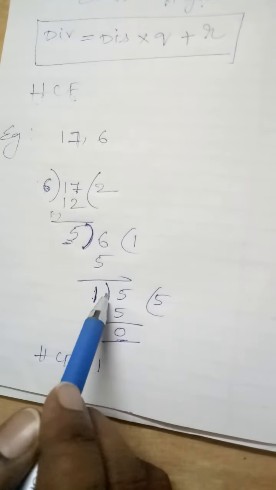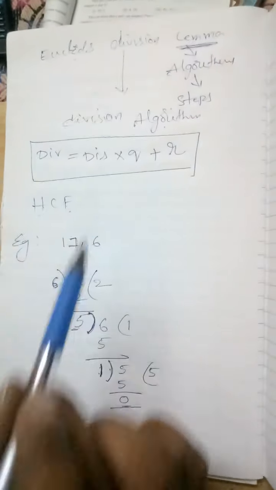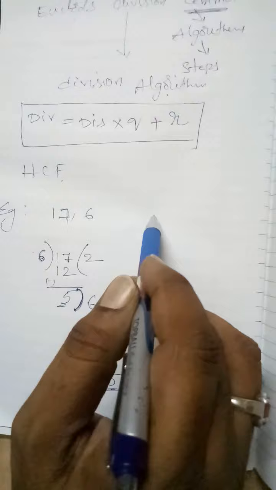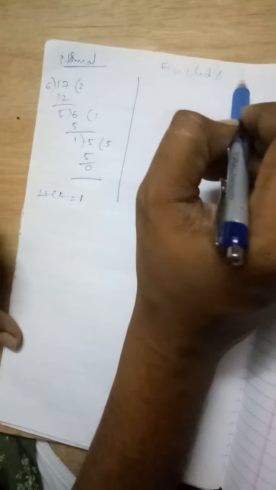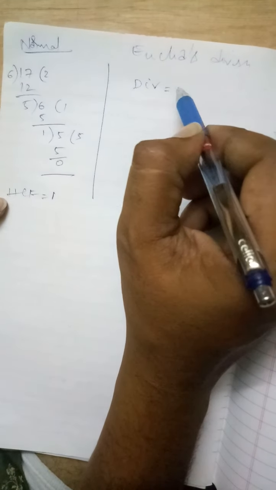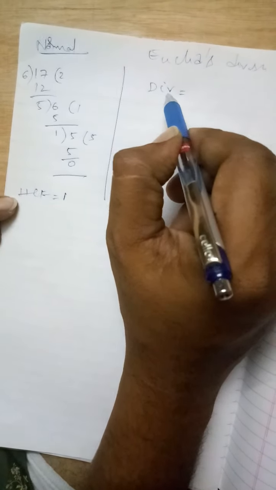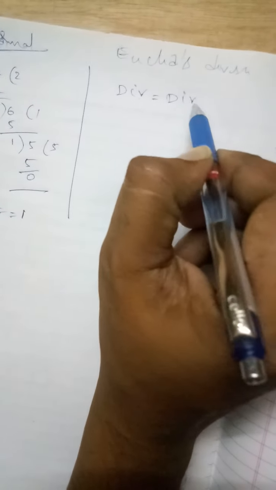By using this process, Euclid forms the division lemma. So how to find the division lemma? Here the HCF of 17 and 6 is 1. This is a normal division. Now I'm converting into Euclid's division. How to convert? Euclid's division depends on the division algorithm. Division algorithm is dividend is equal to divisor into quotient plus remainder.